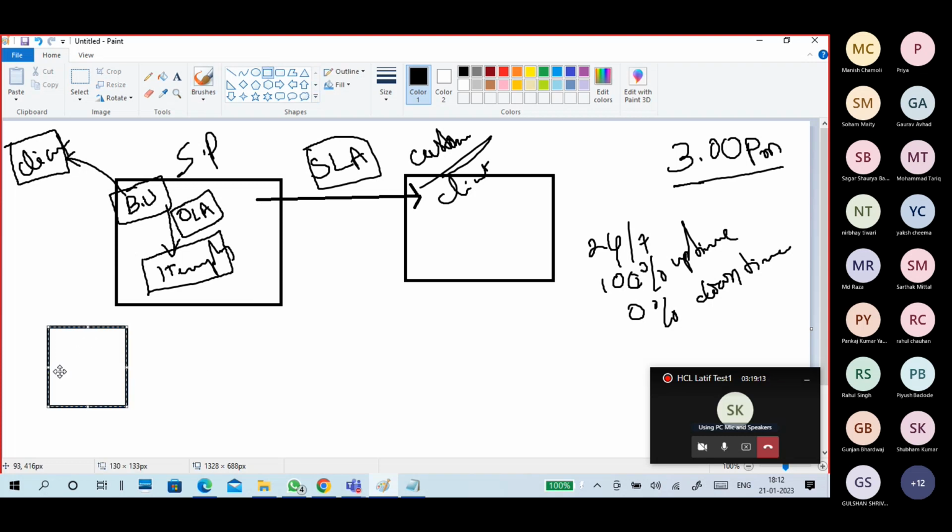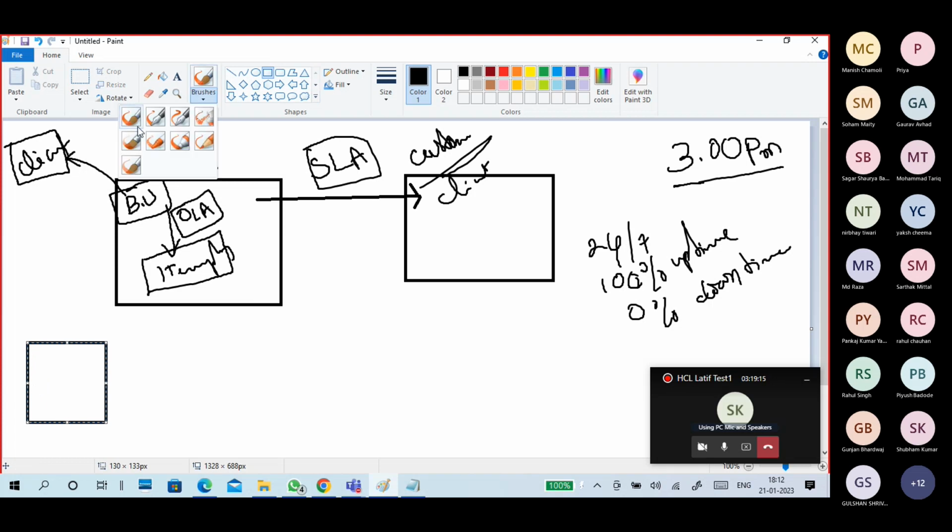Next one is we have different vendors. The vendor is also a service provider. Vendor means I want laptops, I want an operating system, I want internet connectivity, I want switches. So where will I get it? From the supplier or vendors.